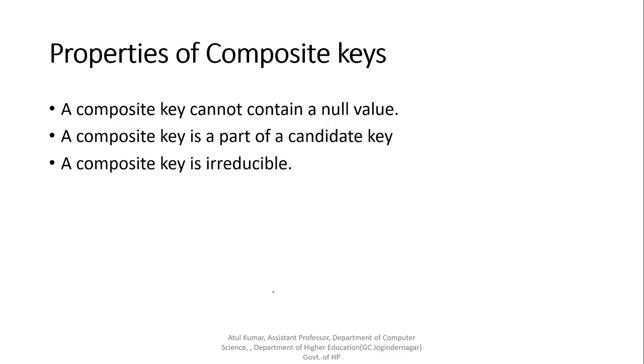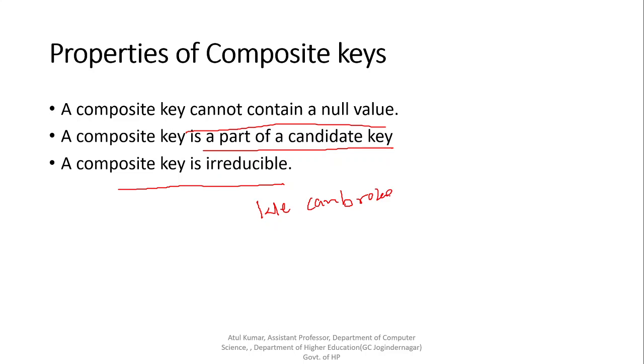Next, what are the different properties of composite key? It can't contain a null value, that is the first property. Also, it is a part of the candidate key. The third is composite key is irreducible, that is we can't break or divide the composite key attributes.